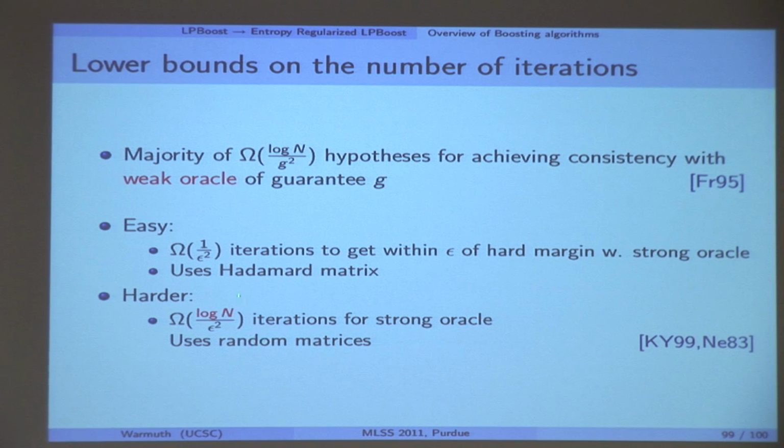Now, if you do random matrices, you can actually prove the additional factor of log n, which matches what's in the upper bounds.